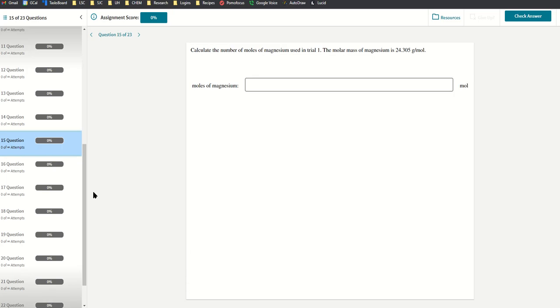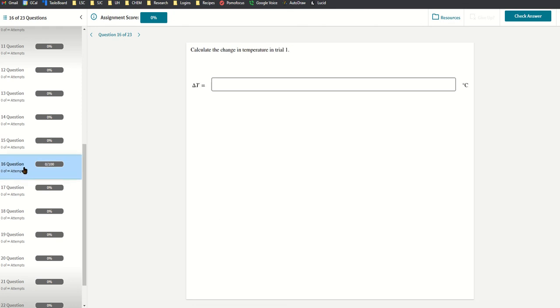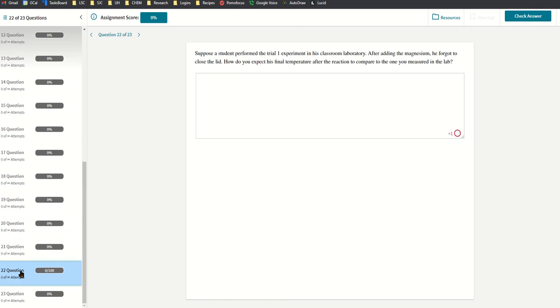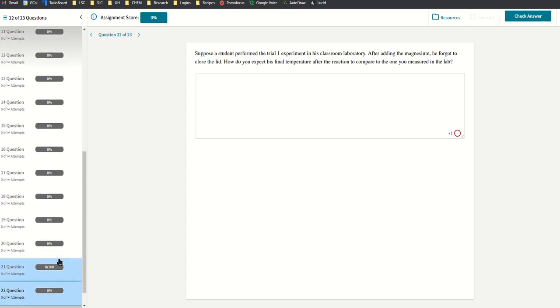So all of these problems, they look complicated because, oh my gosh, they're asking me to calculate so many things, but they're all connected, so it ends up helping you out because it's kind of taking you step by step. That's really what's happening here. So keep that in mind. Don't be overwhelmed by all the questions. And then some free response questions.